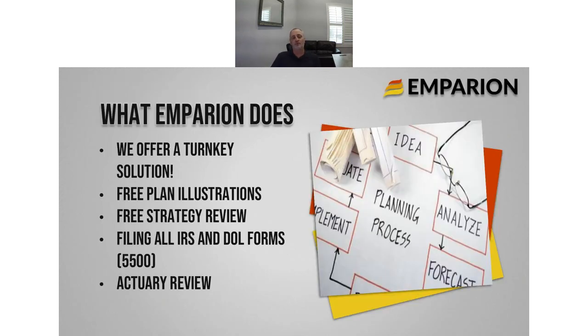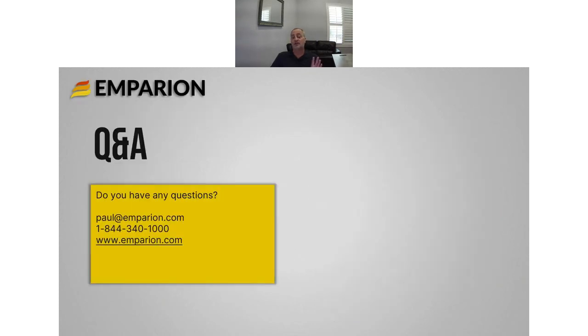Again, what do we do? We offer a turnkey solution. We run free plan illustrations. We'll do a free strategy review depending on your income and your contributions, where your income is today versus next year. We do all your IRS filings, 5500s and Department of Labor, and then all your actuary reviews. That is all encompassed.